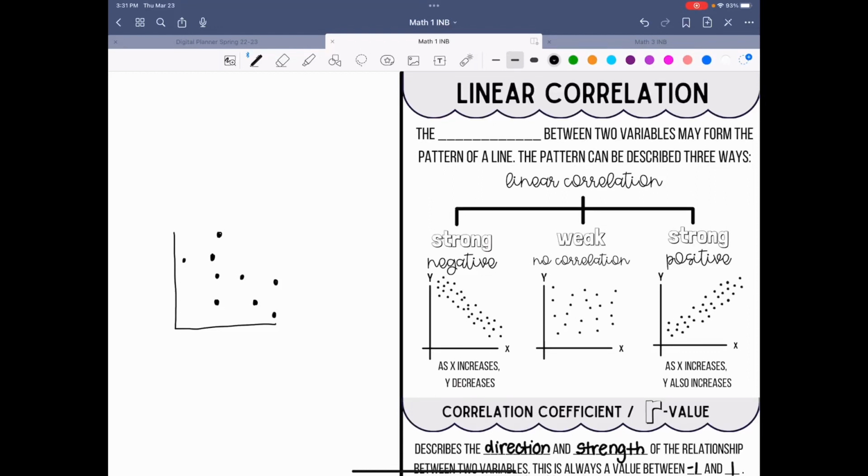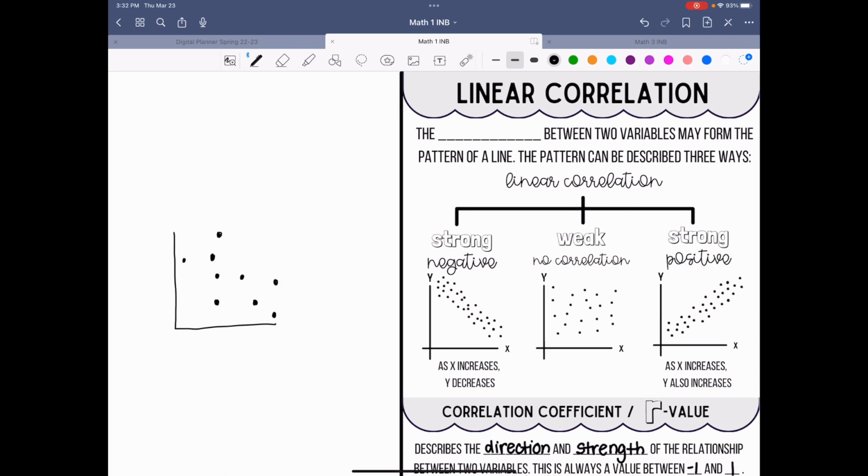All right, in today's lesson, we're going to be talking about linear correlation. A correlation is basically a relationship between two things. What we're going to be talking about still has a linear pattern, but it's not going to be a perfect linear model. So where does this come from? It comes from more real-world data.